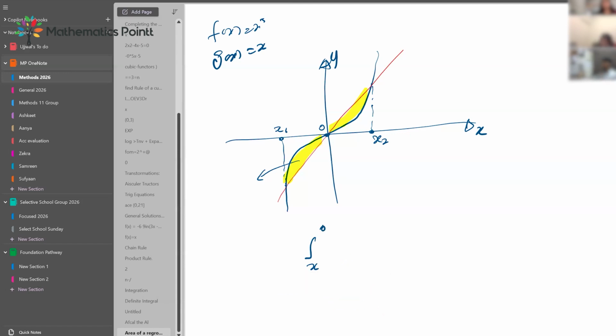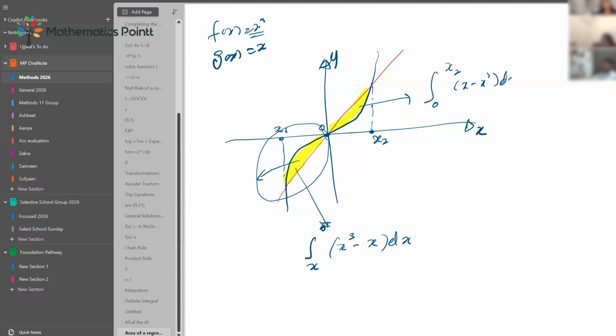Now, if I just look at this portion, who's sitting on top? The blue line, which means the cubic minus the linear, dx. And for here, I now have the linear sitting on top of the cubic. So I'll have from 0 to x2, x minus x cubed dx. And I add them. But the challenge is, how do I find x1 and x2?